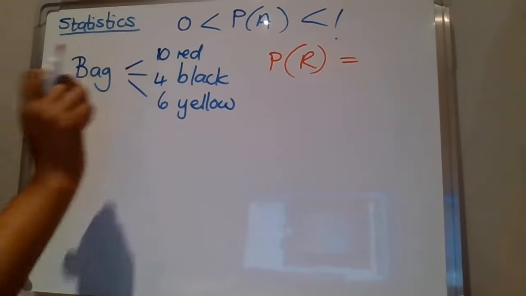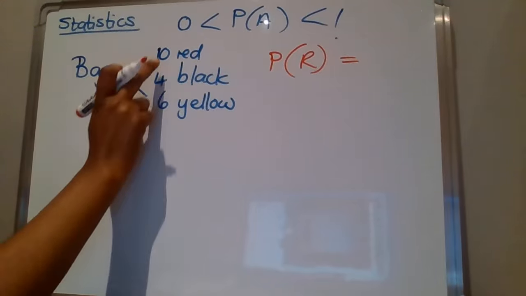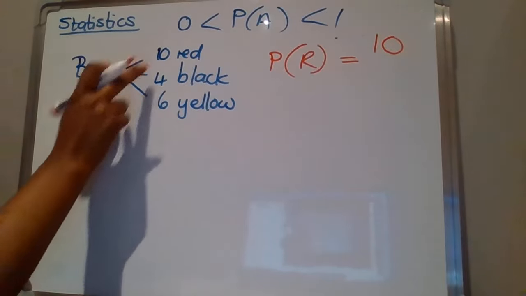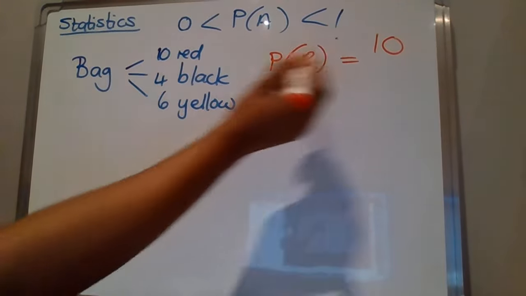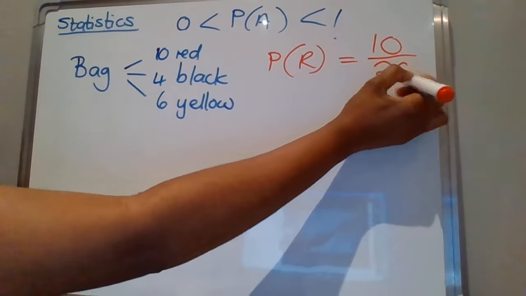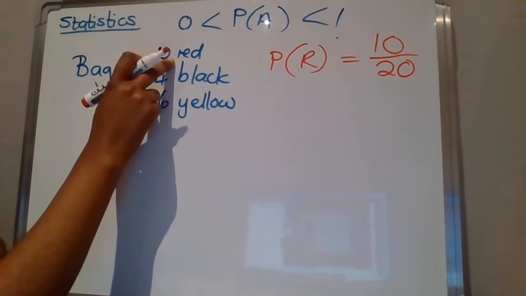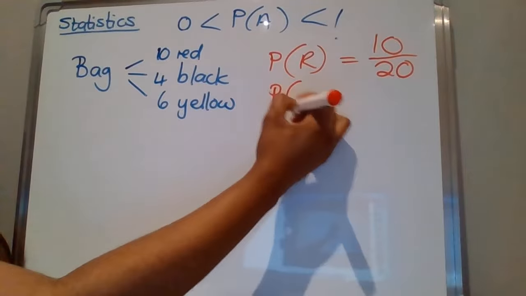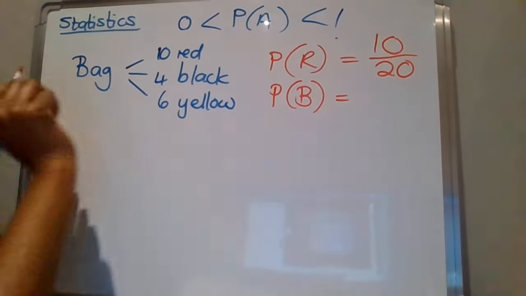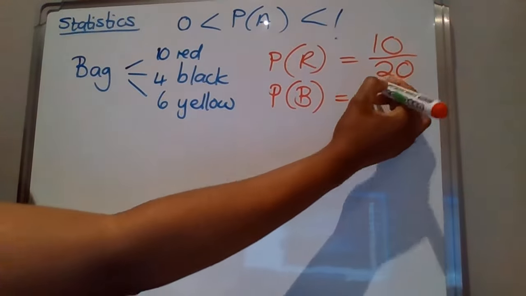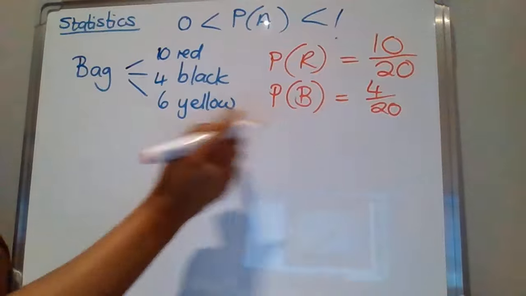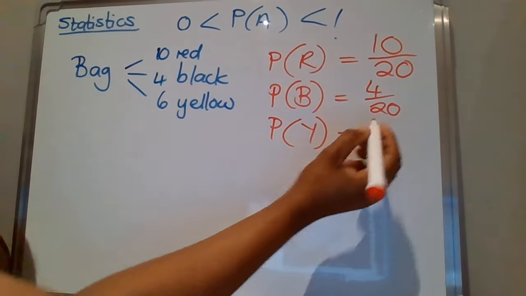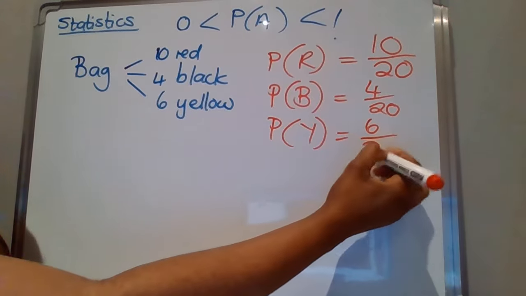So the probability of me getting a red marble is going to be equals to what? How many reds are there? How many of my outcomes can be red? 10. Okay. And then what is the total number of my outcomes? It will be 10 plus 4 plus 6, which is equals to 20. So the probability of me getting a red marble is going to be 10 out of 20. The probability of me getting a black marble is going to be 4 out of 20. Okay, the probability of me getting a yellow marble is going to be 6 out of 20.